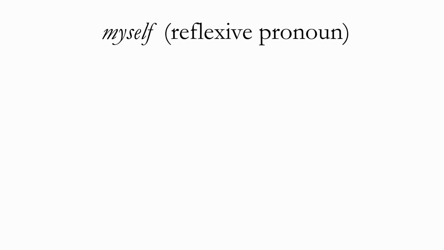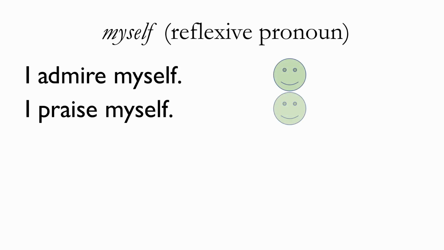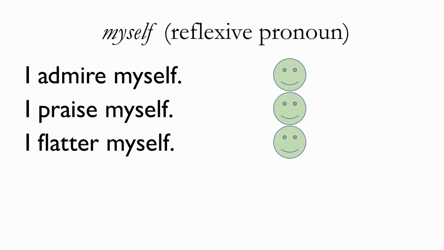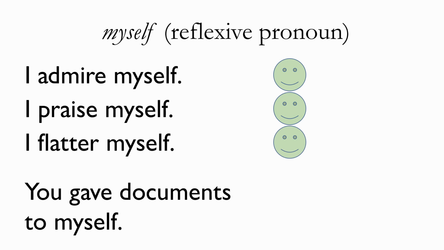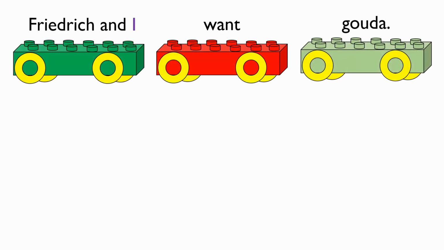More particularly, myself is a reflexive pronoun. The only time it's appropriate to use myself as an object is when I is the subject. So I can admire myself, I can praise myself, and I can flatter myself. But you cannot give documents to myself. You can only give them to me. So when someone uses myself, they're trying to avoid being wrong, but they've done it in a way that makes it impossible for them to be right.